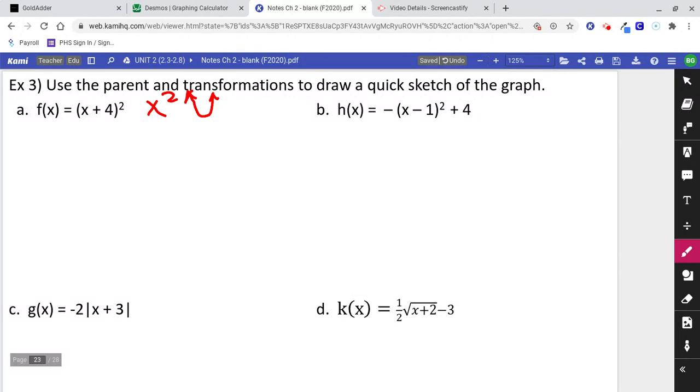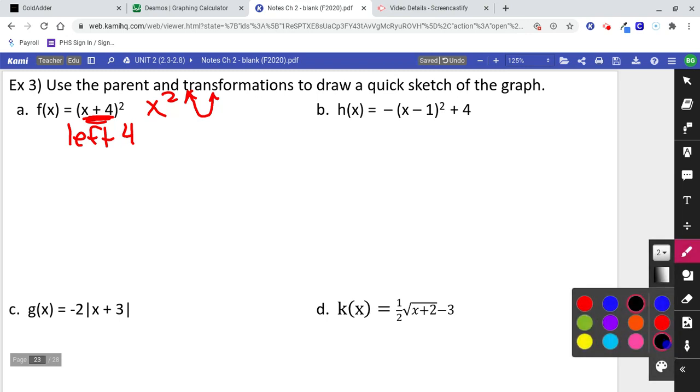So transformations means, what does this make the function do? Up, down, left, right. Do you remember? That's left 4. So you take the parabola and shift left 4. So a quick sketch of that would look like this.